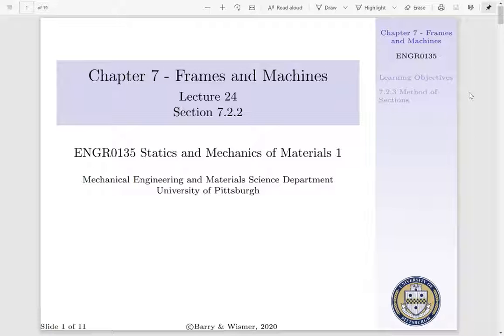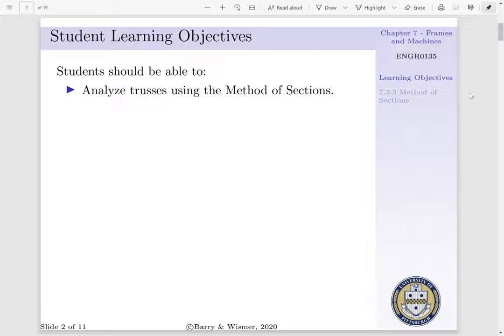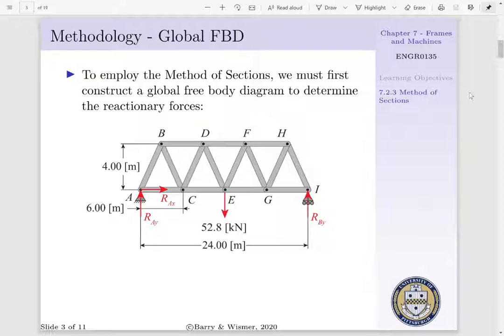Lecture 24 covers section 7.2.2. At the end of today's lecture, you should be able to analyze trusses using the method of sections. Now, to employ the method of sections, we first have to construct a global free body diagram to determine the reactionary forces of our truss structure.